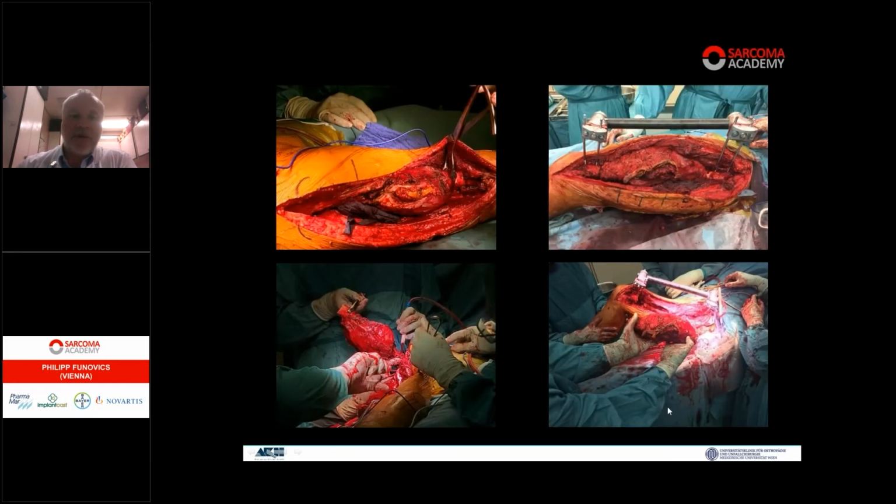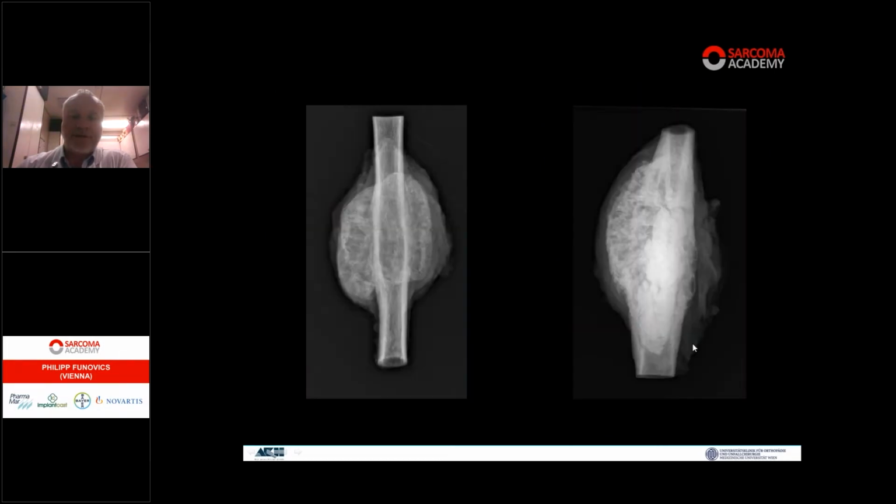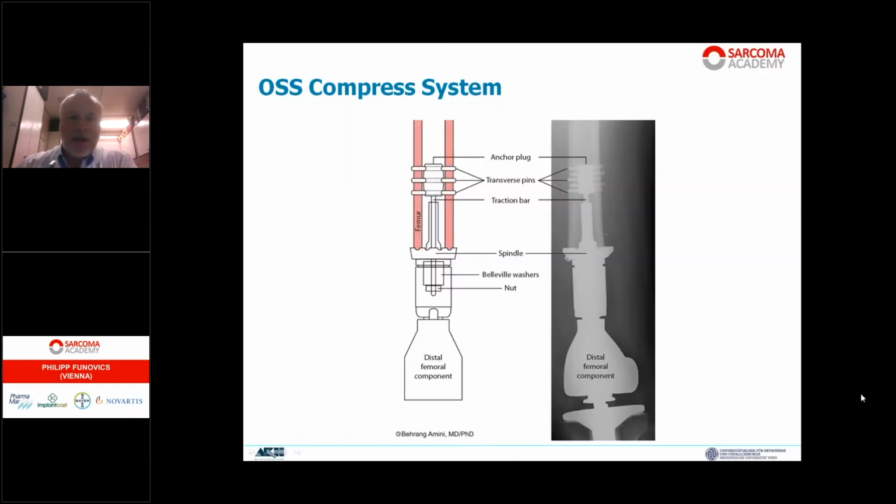Here are some of the intraoperative pictures. Here's the huge osteosarcoma with intercalary resection. Here you see the temporary external fixator to stabilize the defect, the osteoblastoma taken out. Here are the resected specimens, both revealed wide resections.